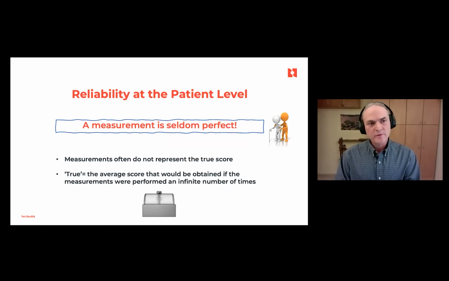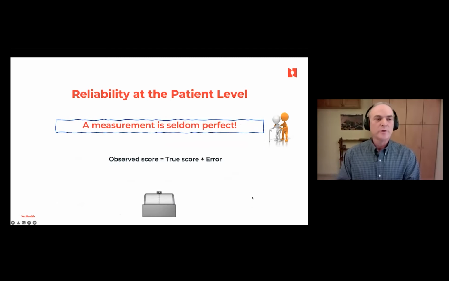That would be an average of an infinite number of measures, something that we could usually not do, obviously. So the fact that this measure is not perfect really brings us to the point where we acknowledge that our measurement is an observed score. And that observed score is a combination of the true score plus some error.